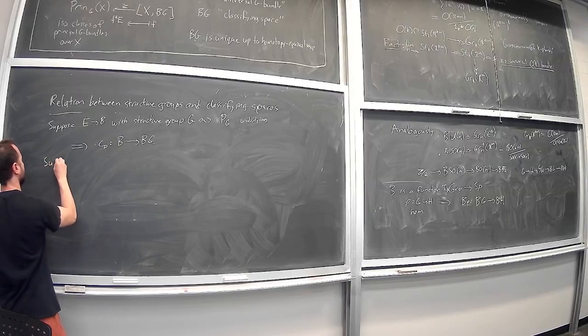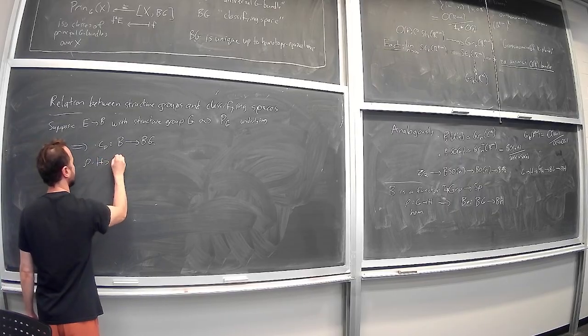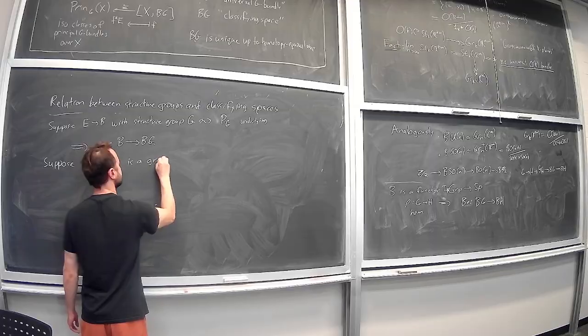Suppose rho from H to G is a group homomorphism.